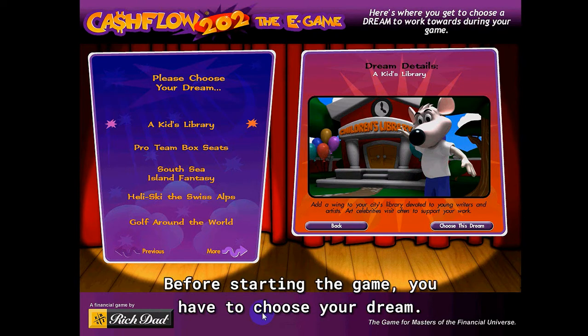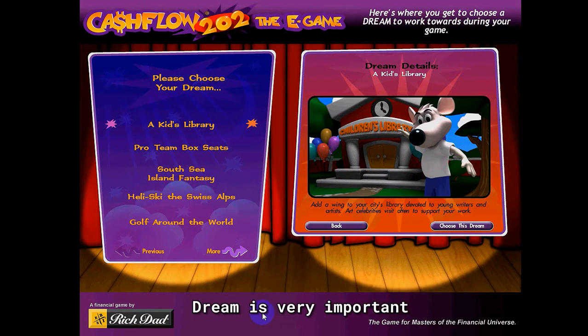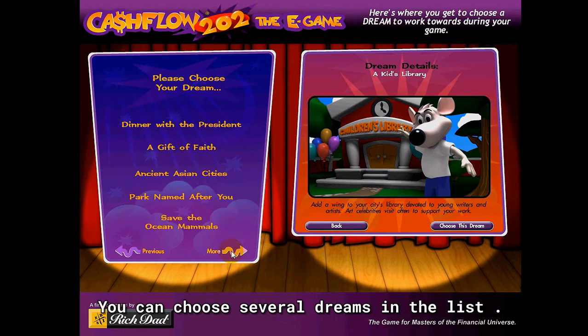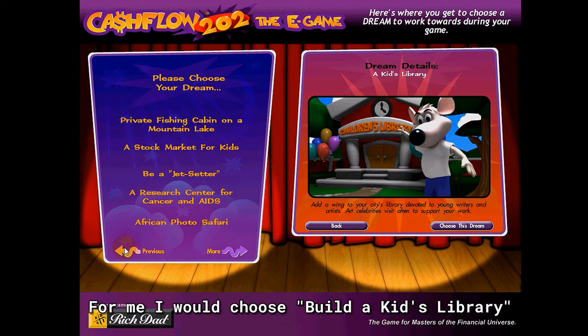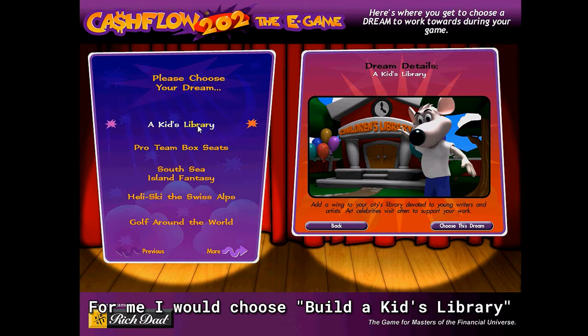Before the game starts, you have to choose your dream. Dream is very important because it keeps you motivated and tells you where you want to go. There are several dreams here that you can choose from. For me, I would choose build a kid library.